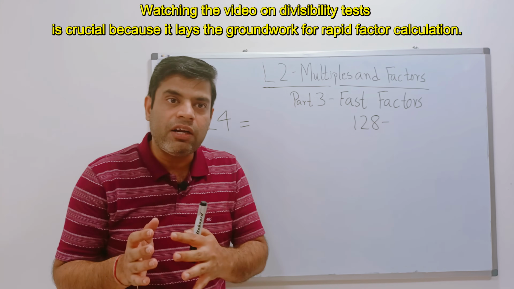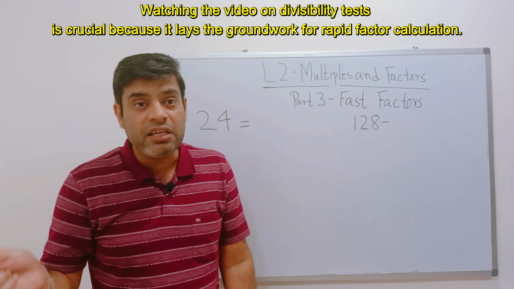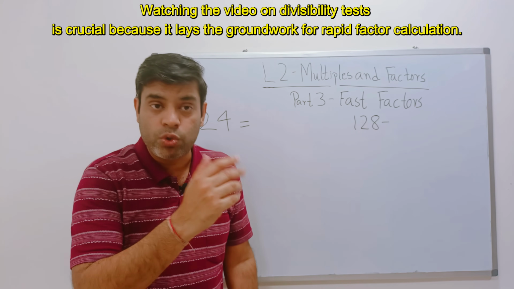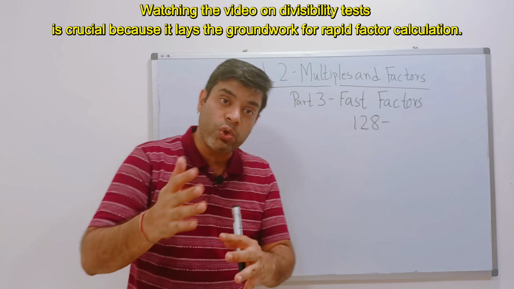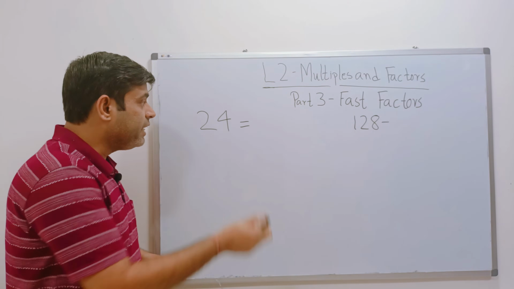Although I have another method for divisibility test, which is simple fast multiplication. I will demonstrate that in part 2, so you can learn about it, and it's your choice whether you want to use the divisibility test or just fast multiplication. So let's take the example of 24.